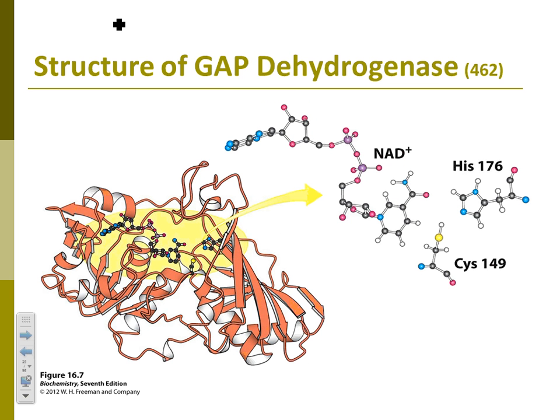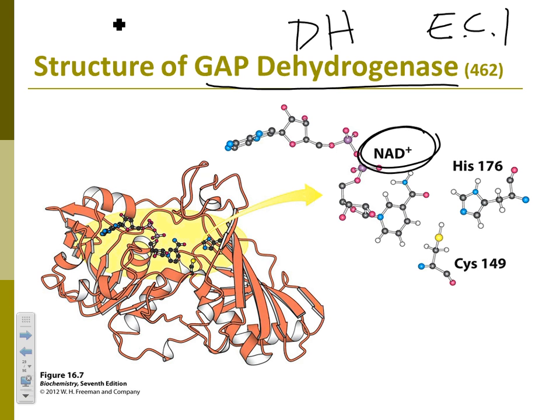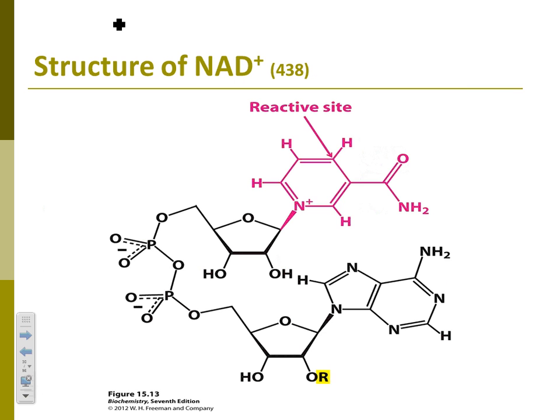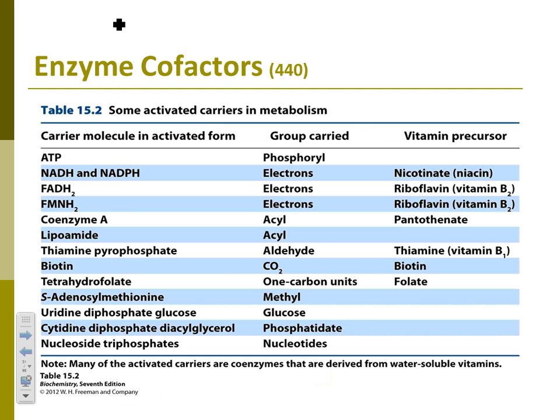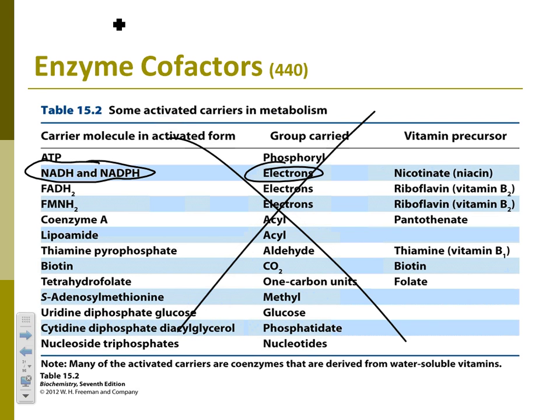I talked about this in the other video, GAP dehydrogenase. Anytime you see dehydrogenase, you automatically think it's a redox reaction, enzyme class 1, and it's a niacin dependent, B3 dependent reaction. You eventually will know all of this. I'll take that back. For now, know that NADH transfers electrons, and that's via niacin.